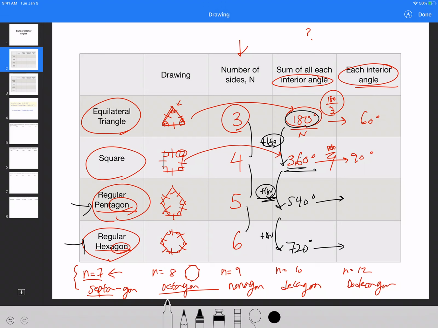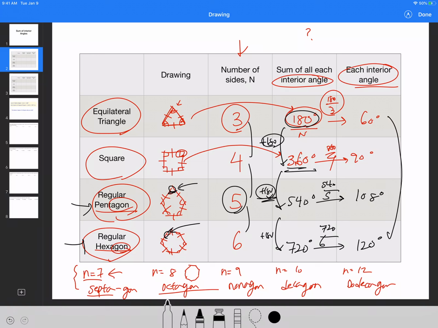And just like before, to figure out each interior angle, what each of these angles is going to be, that's 540 divided by the number of sides, which is 5, which gives you 108 degrees. 720 degrees divided by 6, because it's a hexagon, gives you 120 degrees.